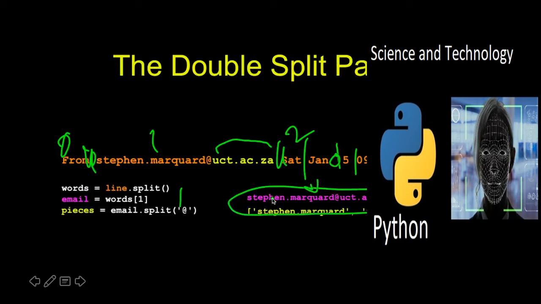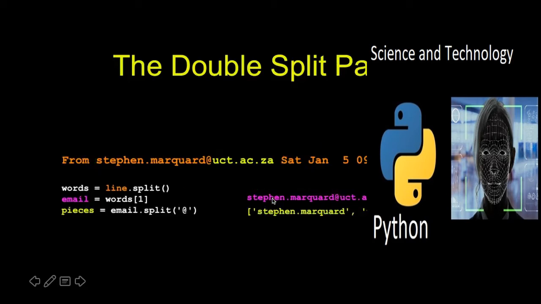Then what we're going to do is re-split that. We're going to take this string we've got and split it based on the @ sign because we know it's an email address. So we get a new set of pieces. The first part is the person's name, and the second part is the host name that their email is hosted on. And then we just happen to know that this is the 0 item and this is the 1 item, so we can get at that.